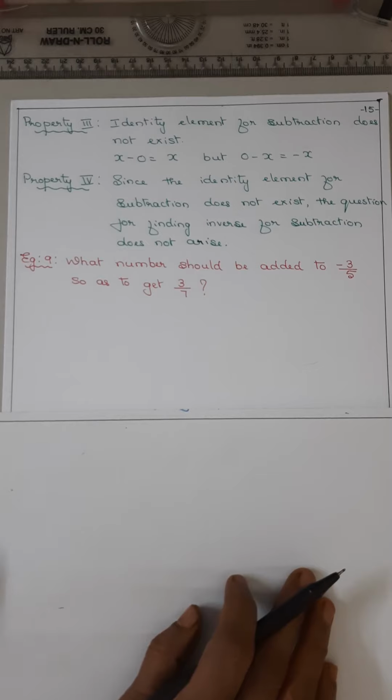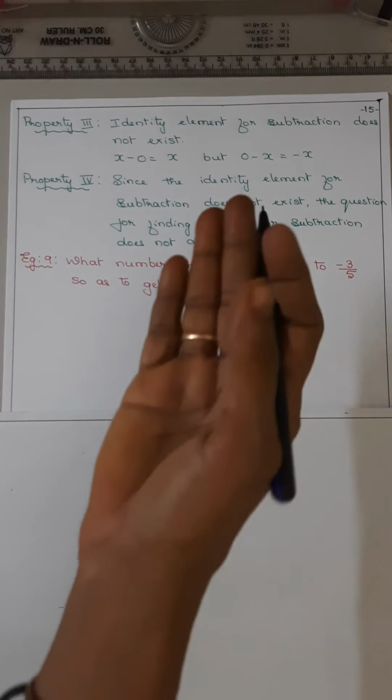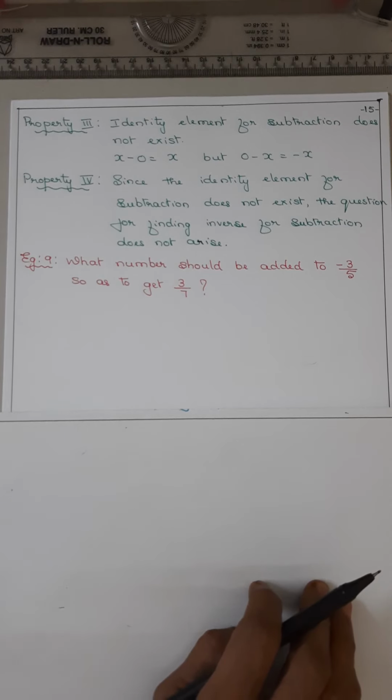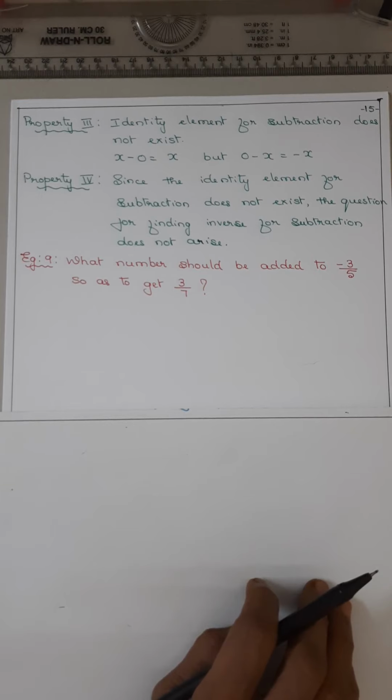Now coming to the property 4. Since the identity element of subtraction does not exist, the question for finding the inverse of subtraction does not arise. उधर एडिटिव इनवर्स था, ऐसे इधर नहीं आएगा. Is it clear? Now coming to example 9.